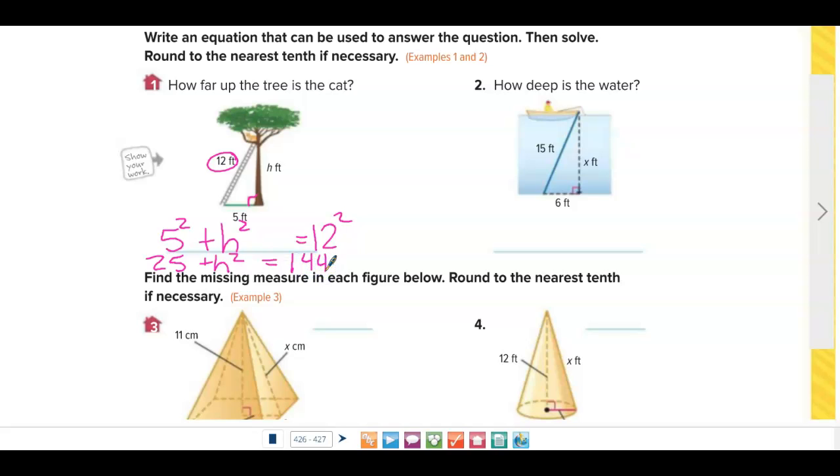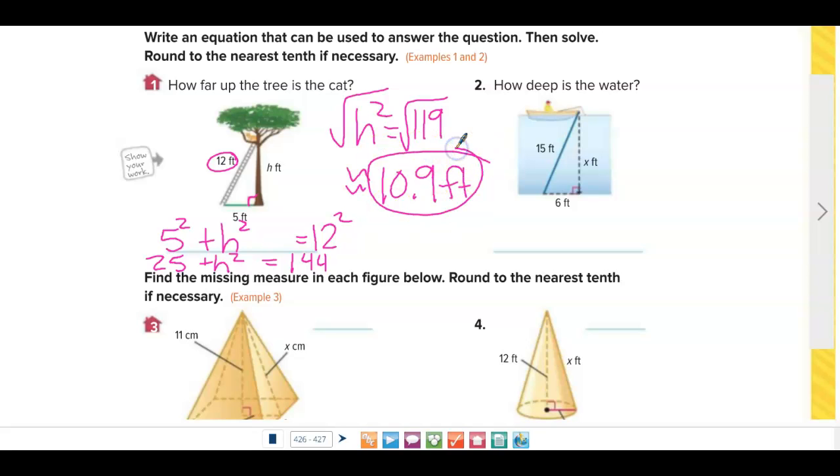When I subtract 25 from both sides, I get h squared equals 119. To get rid of that squaring, I take the square root, which gives me about 10.9 feet for the height of my tree.